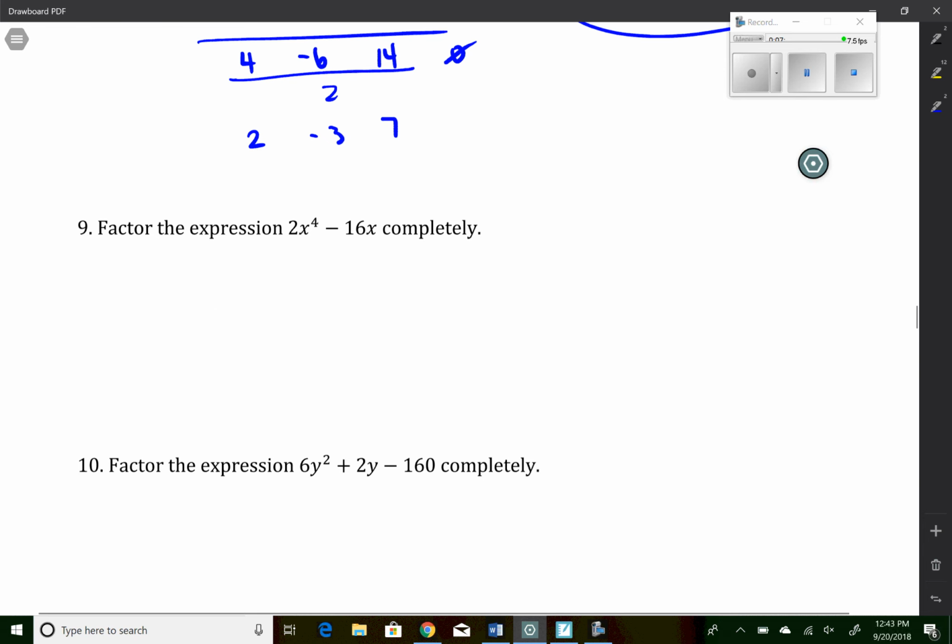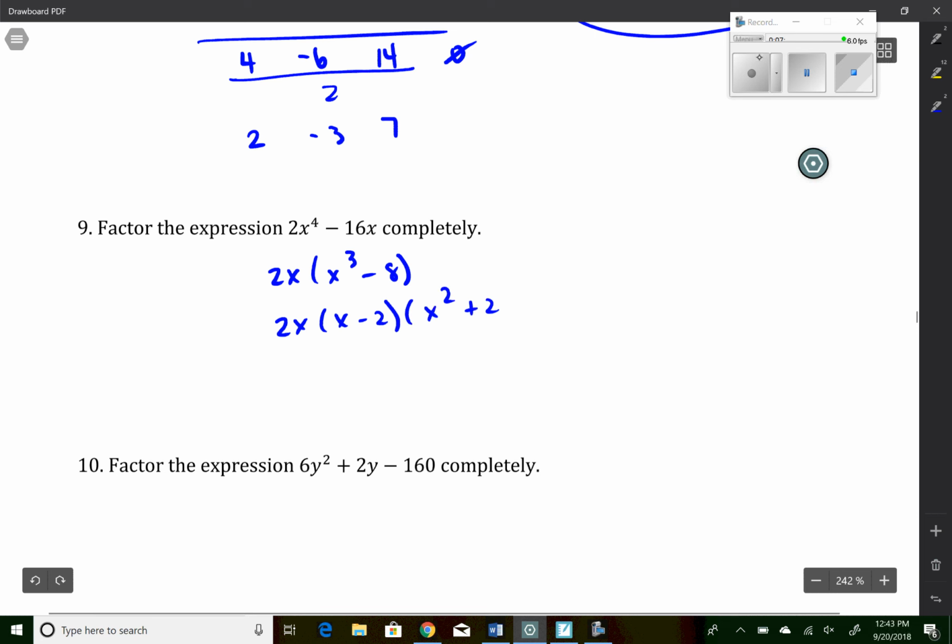Factor the expression completely. I see a GCF of 2x, leaving us with x cubed minus 8. That's going to be the difference of two perfect cubes. So that's going to be x minus 2, x squared plus 2x plus 4. Remember, the signs kind of just go in the order of SOAP. And just remember you're squaring that first and last term.